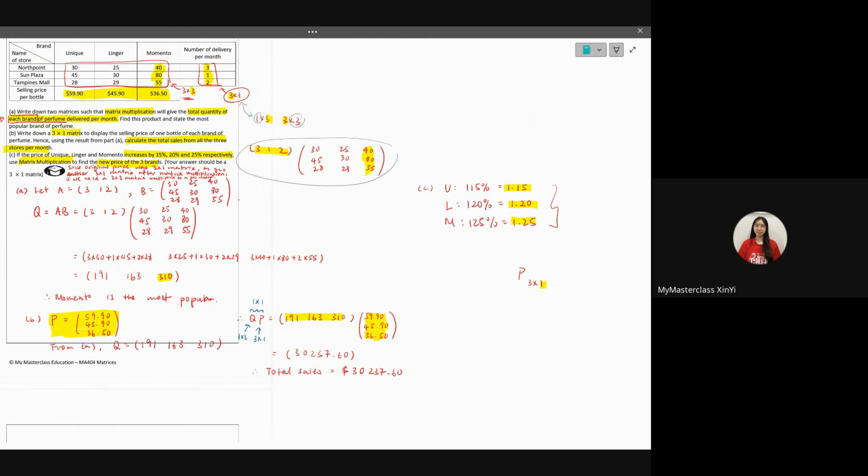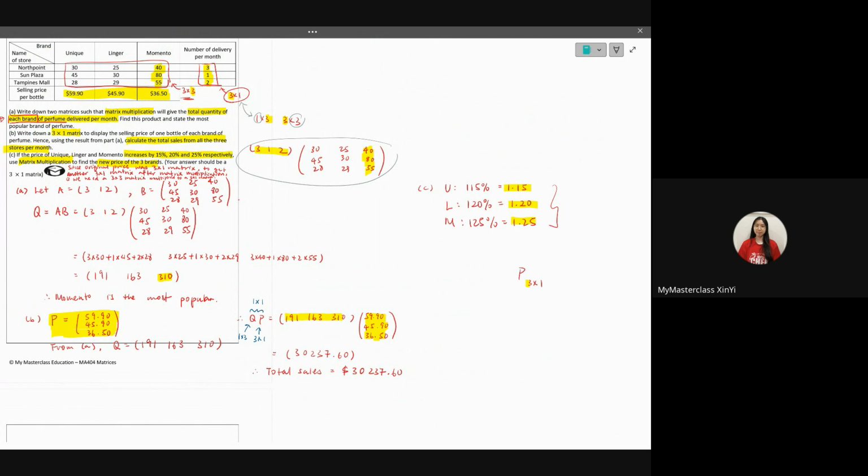Then if you put a 1x3 over here, again the middle matches, right? You have 3 and 3. But what are you going to end up with? A 1x1 matrix. You want to find a new price of the 3 brands, so by right, you should have 3 elements. So this doesn't work. Then what else can you do?